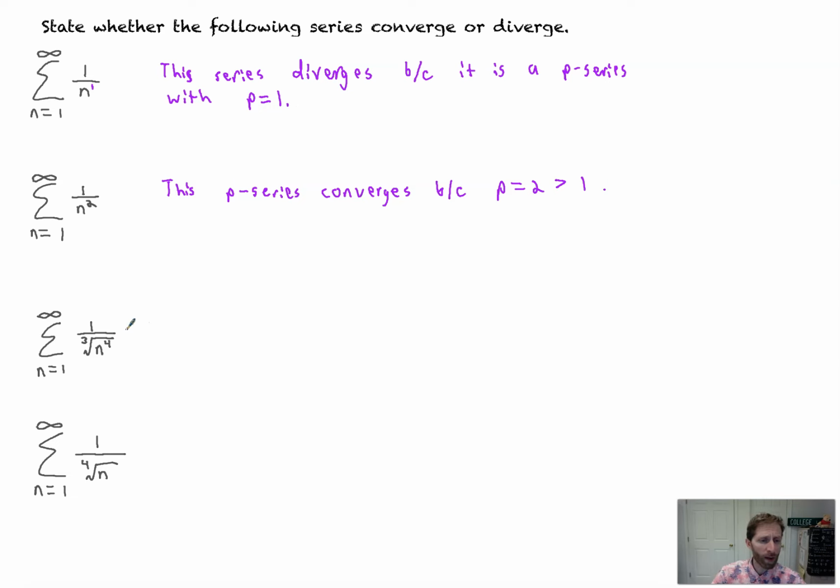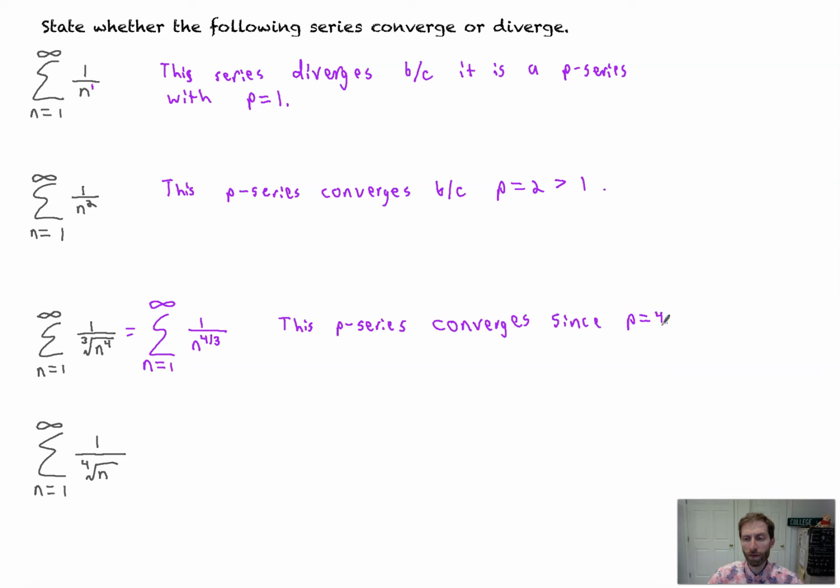How about this one? Well, I'm going to rewrite this one so that it looks a little bit more like a p-series. N equals 1 to infinity of 1 over, this would be n to the 4/3. Ooh, that's more than 1. Therefore, we converge. So this series is a p-series which converges, or however you want to say it, this p-series converges since, I'll change it up, p is equal to 4/3, which is greater than 1. There's the condition, the conclusion, the name of the test.